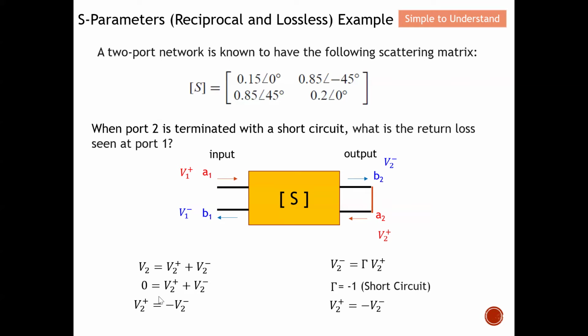And I can rearrange the equation as you can see from here. So I basically shift this to the left, and I will have this equation. This is another set of equations to show the relationship. Again, the reflection coefficient is equal to V2 minus over V2 plus. So basically this is the formula for the reflection coefficient.